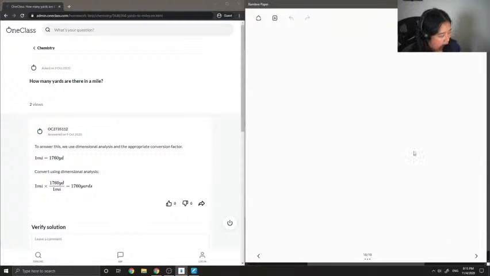Okay, so question number 7 asks, how many yards are there in a mile? Okay, so this is just another conversion factor question. Basically, there are 1,760 yards in 1 mile.